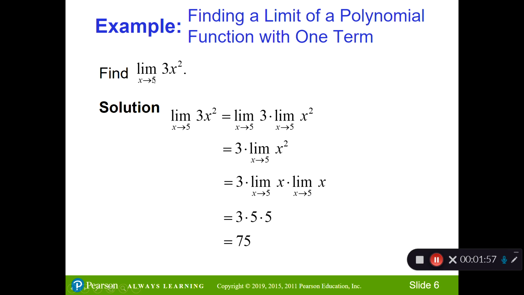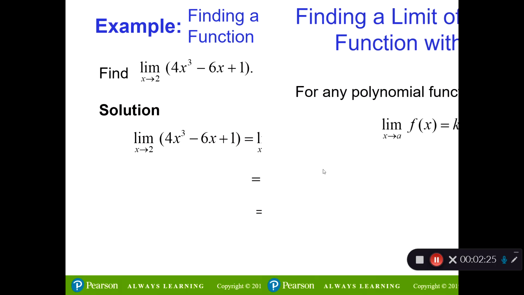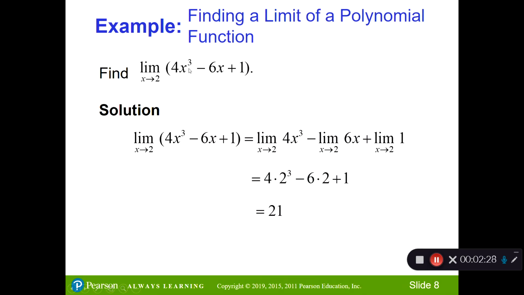So same thing here. If I just plug in 5, 3 times 5 squared is 3 times 25, or 75, which is the same thing that I get by using the limit laws. So that tells me that for any polynomial function, I can just plug in the x as the a, and it'll evaluate the limit. So here, just plug in: 4 times 2 cubed minus 6 times 2 plus 1 is 21.